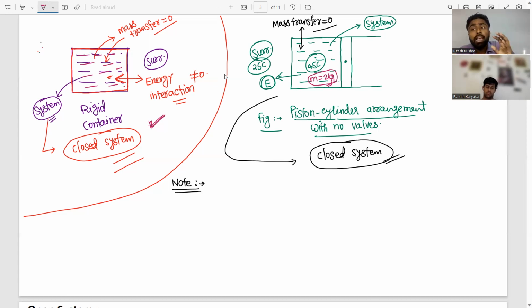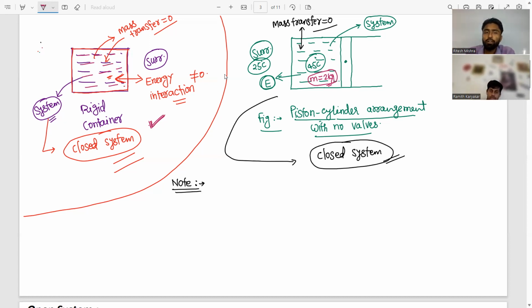So can you call this closed system a control mass system? Yes, you can, because mass is fixed here. Mass does not change. So this system is also called a control mass system. That means mass is controlled here. Mass does not vary here. Mass remains constant. So this system is also known as a control mass system.